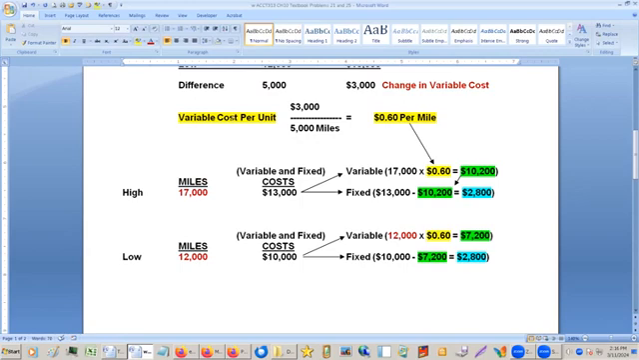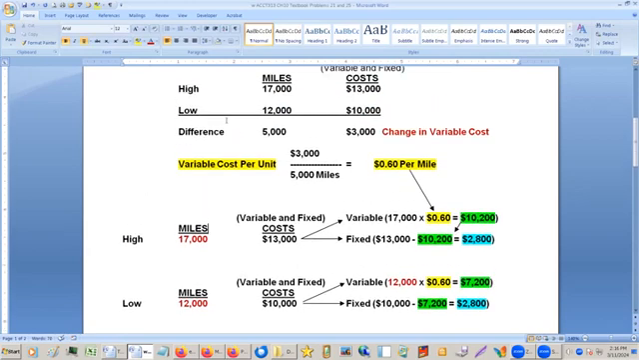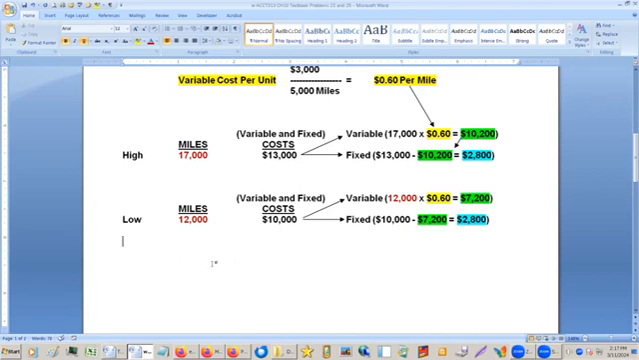I'll zoom out in a second here. Let me get a screenshot of it. So this is what it would look like. Variable cost per unit is 60 cents per mile. And the fixed cost is a total fixed cost of 2,800.